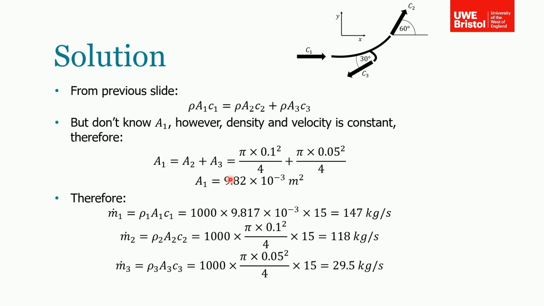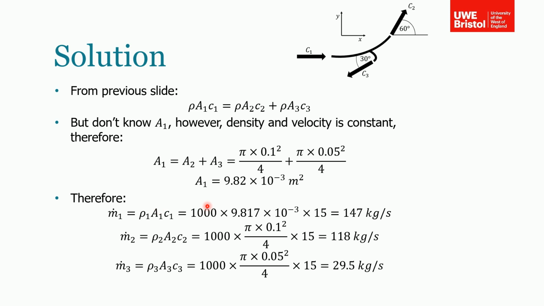So now we have the area for jet 1, we can work out the mass flow rate for each of these jets. We know the velocities for each of them is the same, and we also know the density is the same, and it's for that of water. And so we can work out the mass flow rate for each jet.